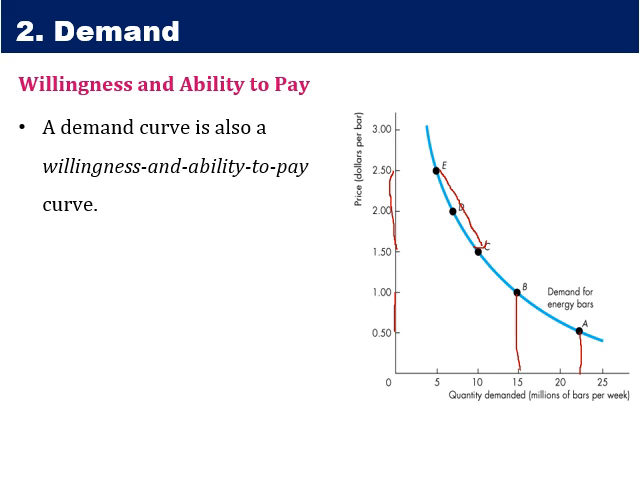The demand curve also shows the willingness and ability to pay. What is the meaning of willingness and ability to pay? It means the highest price that we are willing and able to pay to purchase an additional unit.